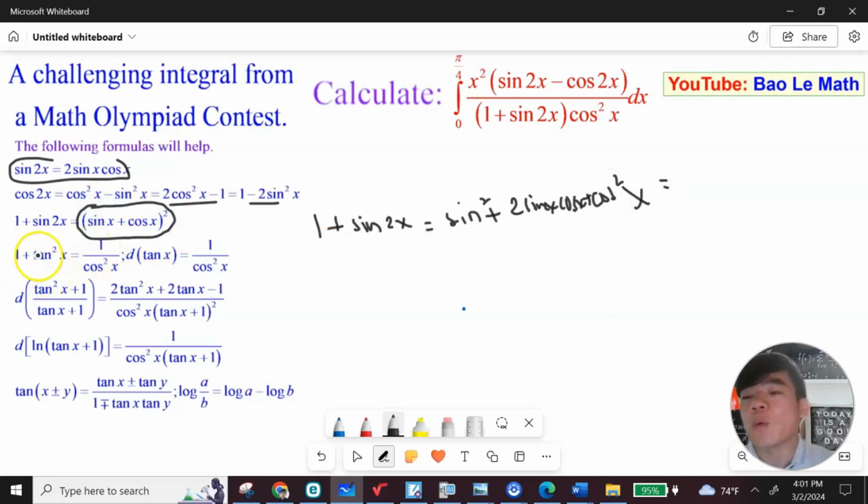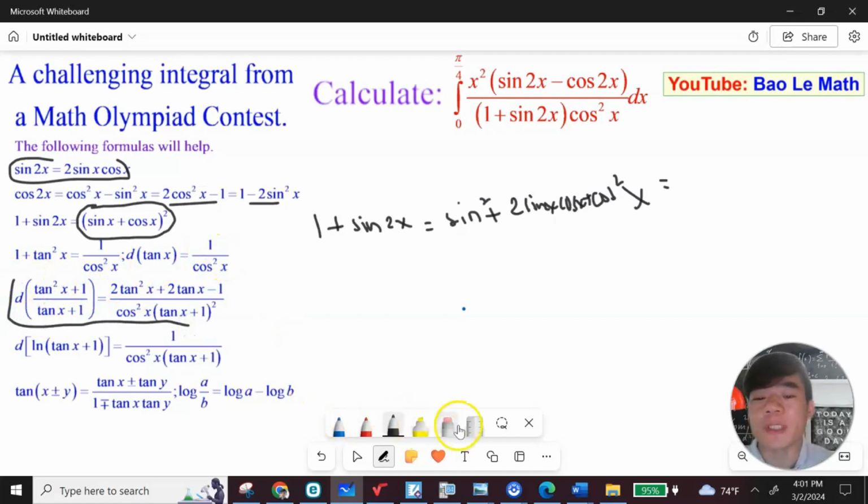Now 1 plus tangent square of x equals 1 over cosine square of x. This is because tangent square equals sine square divided by cosine square, and you just simplify. Now the derivative of tangent x equals 1 over cosine square of x. Next one, the derivative of this one.